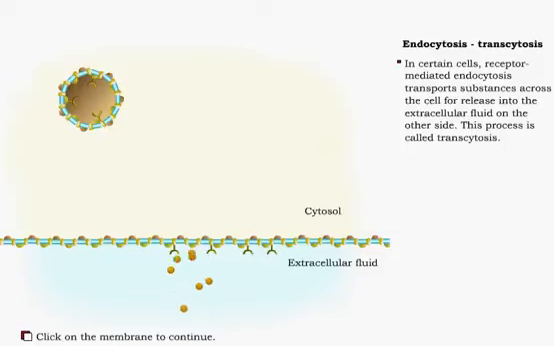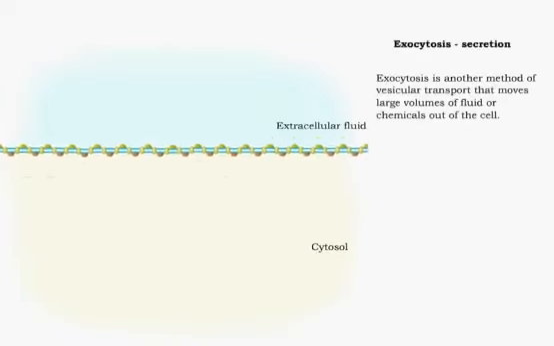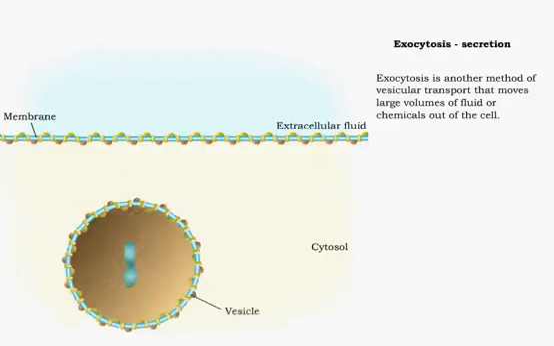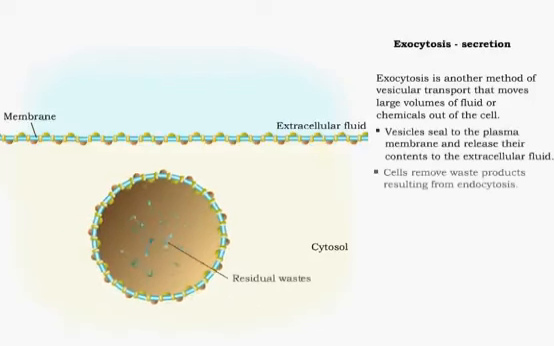Exocytosis is another method of vesicular transport that moves large volumes of fluid or chemicals out of the cell. Vesicles, enclosing substances for release, seal to plasma membranes, and the contents are exported out of the cell. Exocytosis is the way cells eject waste products resulting from endocytosis.